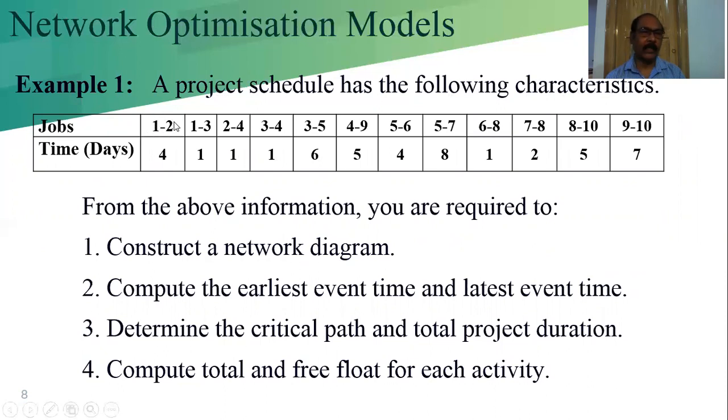Node numbering is there, that is, the events. 1 to 2 is one activity. The start event is 1, and 1 to 2 is the activity, with a normal time duration of 4. Then 1 to 3 is 1, 2 to 4 is 1, 3 to 4 is 1, 3 to 5 is 6, 4 to 9 is 5, 5 to 6 is 4, 5 to 7 is 8. It is given like that.